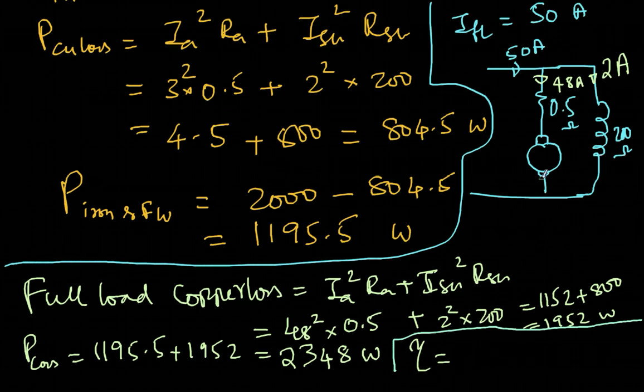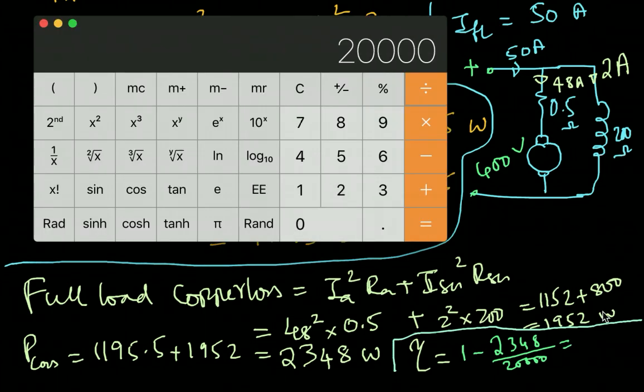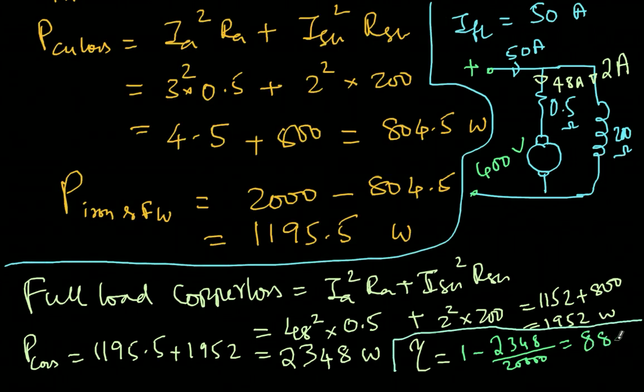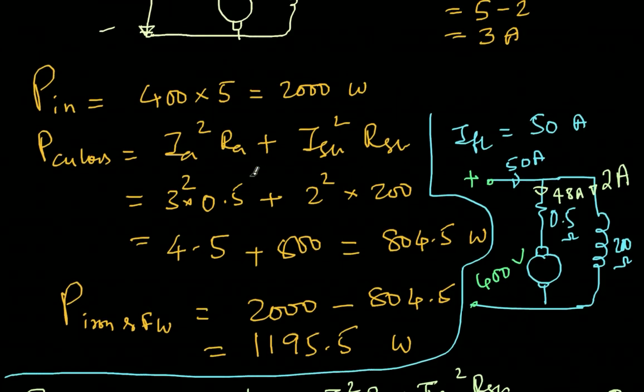I know the losses. Do I know the input? Yes, I know the input. The input voltage is 400 volts, so multiplying, 400 into 50 will be 20,000 watts. That is the input. So I can do 1 minus 2348 divided by 20,000. I'm sorry, I earlier said 1952, but it is 2348. So 1 minus 2348 divided by 20,000 gives 88.26 percent.